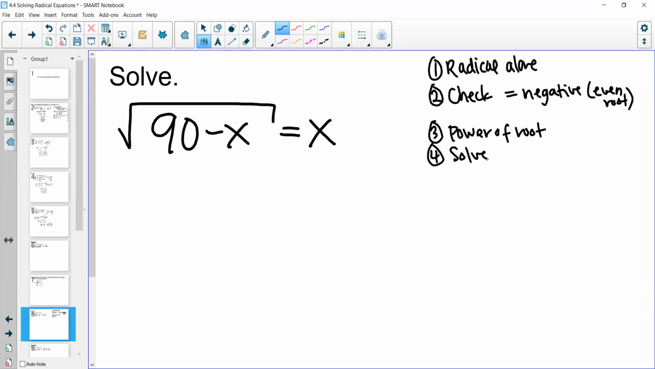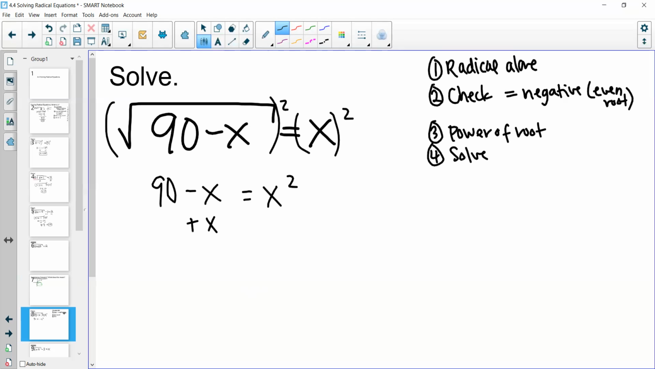We have our radical alone. Our square root, or our radical, is even, but it doesn't equal a negative. So we're good to go. So now let's put it to the power. This is a square, so we're going to square both sides, and we end up getting 90 minus x equals x squared. This is hard to solve, so we're going to change it into a quadratic equation and then try to factor it. So I'm going to add x to both sides, subtract 90, to get everything to the same side, and I end up getting 0 equals x squared plus x minus 90.